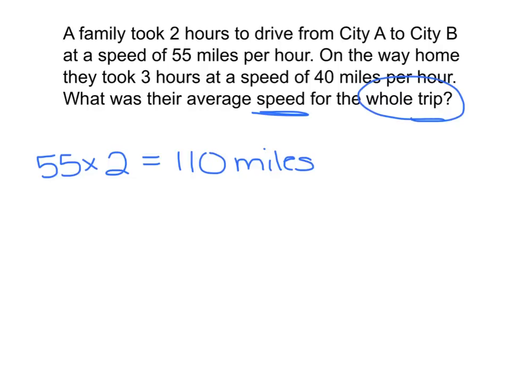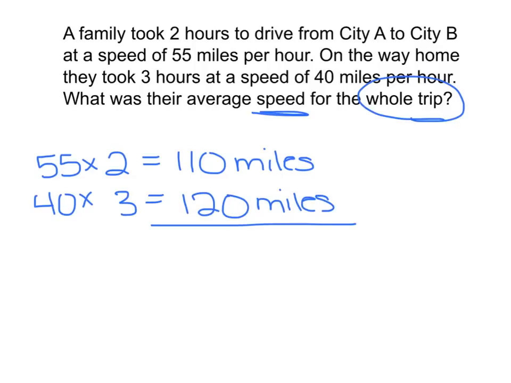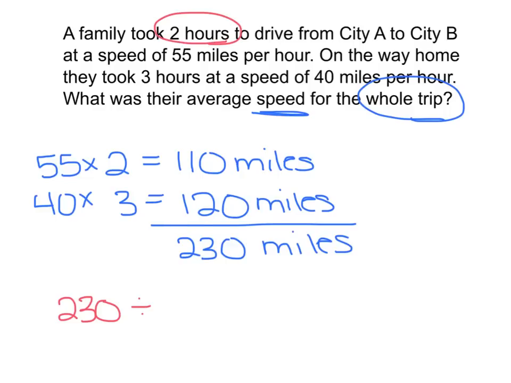On the way home, they took 3 hours at a speed of 40 miles per hour. So they did a total of 120 miles on the way home. So altogether, the family drove 230 miles. So that's their total distance. Divided by their total time, well, they drove 2 hours on the way there and 3 hours on the way back. So we're going to divide by 5.